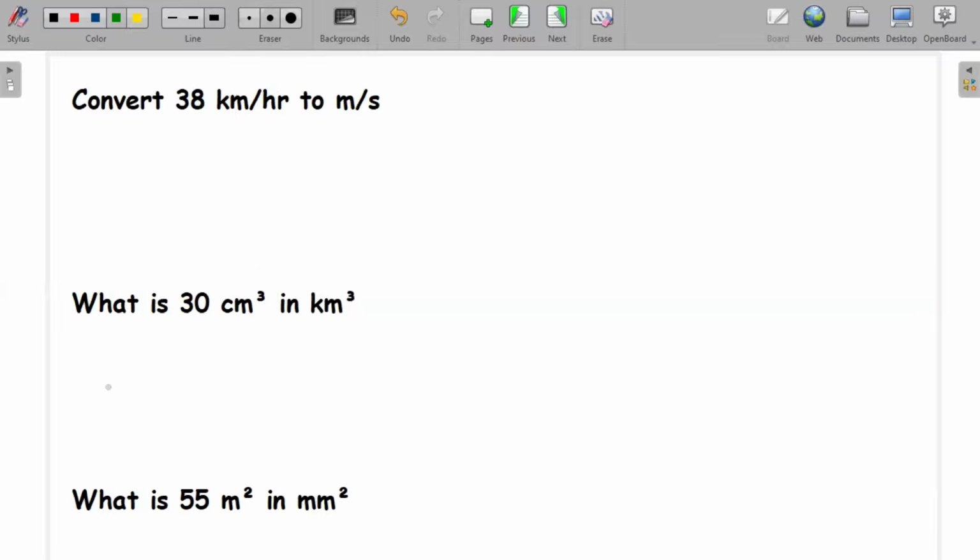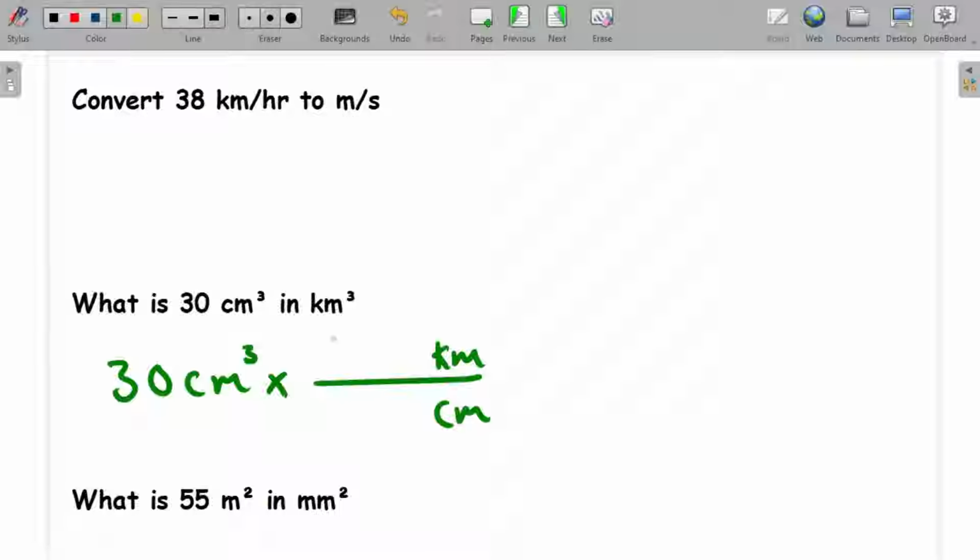You'll say 30 cubic centimeters here and multiply them by a conversion factor. And this conversion factor should be a conversion factor between the centimeter and the kilometer. So since we're trying to get rid of the centimeter, of course, it should be down here, whilst the kilometer should be up here. So how many centimeters give us 1 kilometer? Anyone who has an idea how many centimeters give us 1 kilometer?